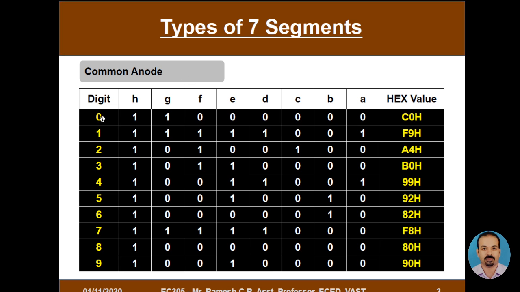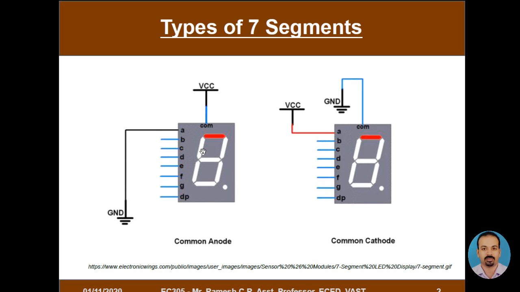If I need to display digit 0, I need to consider all the pins: A, B, C, D, E, F, G. Except G and DP, all other segments should be connected to ground, so that I will get the value 0 displayed. Similarly, if I need to display 1, I need to turn on B and C alone, and all others should be turned off.